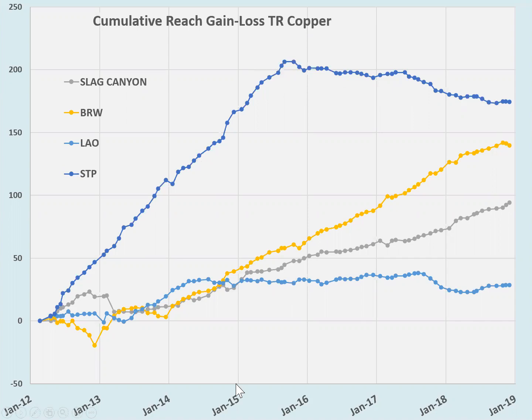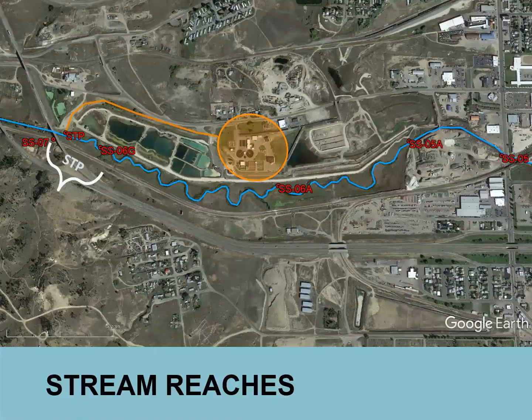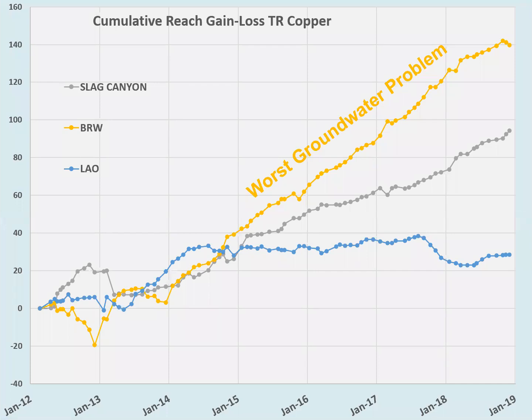So again, here's our sewage treatment plant, and here's where that sewage treatment plant discharges to the stream. It's in between 7 and 6G. That's called my sewage treatment plant reach. So we know that's been taken care of. So now let's go to the next worst groundwater problem, and that's called the Butte Reduction Works reach. And let's talk about it a little bit.